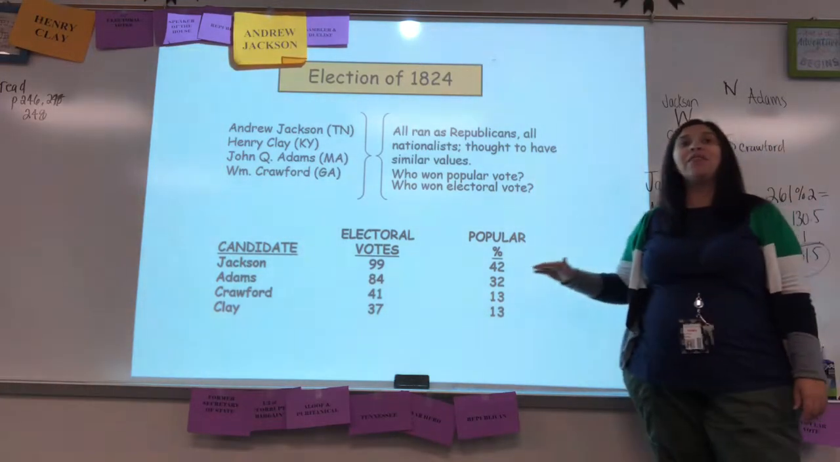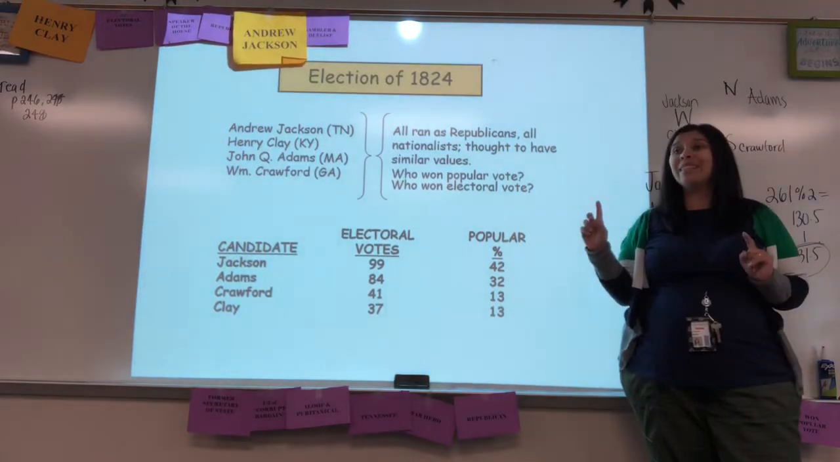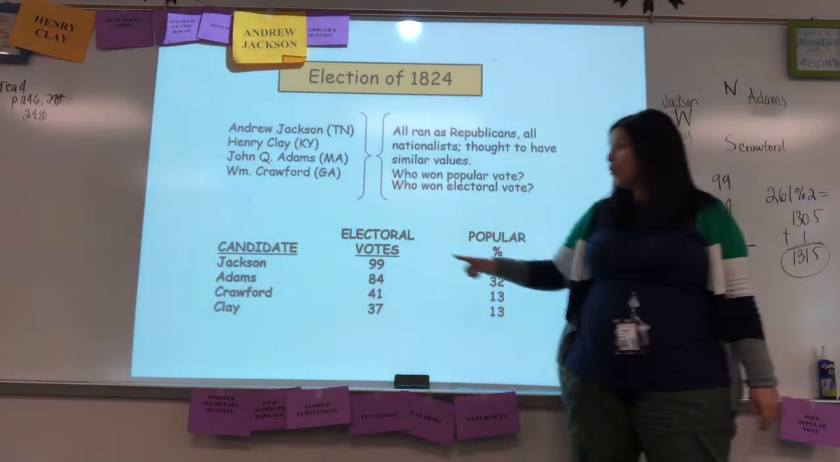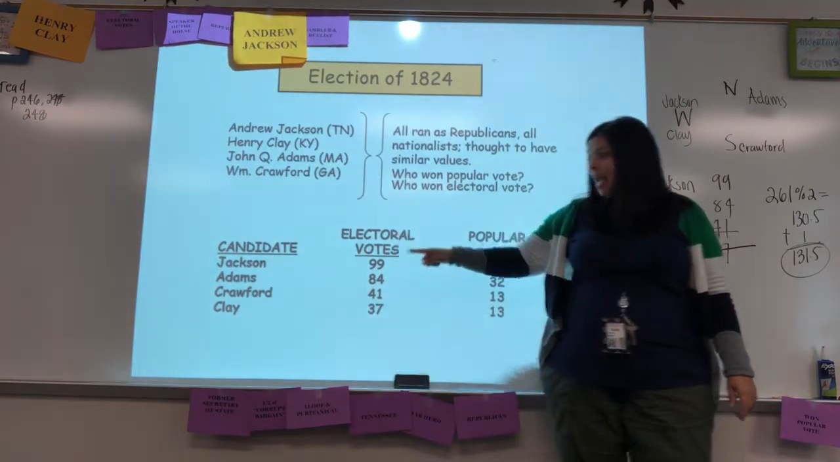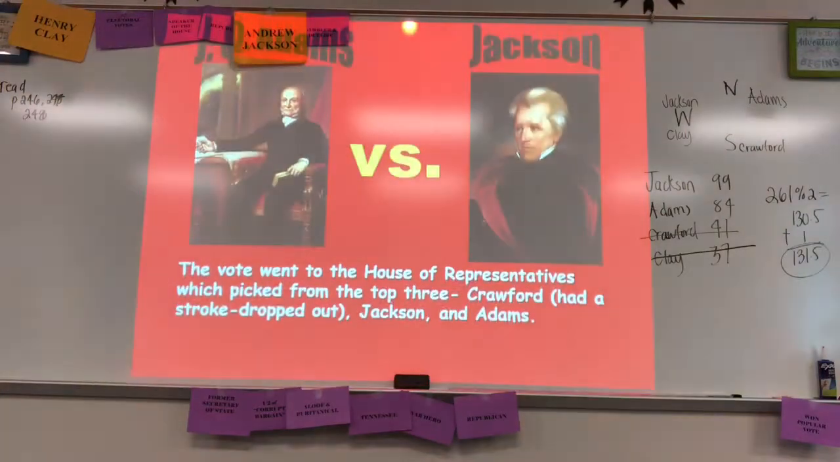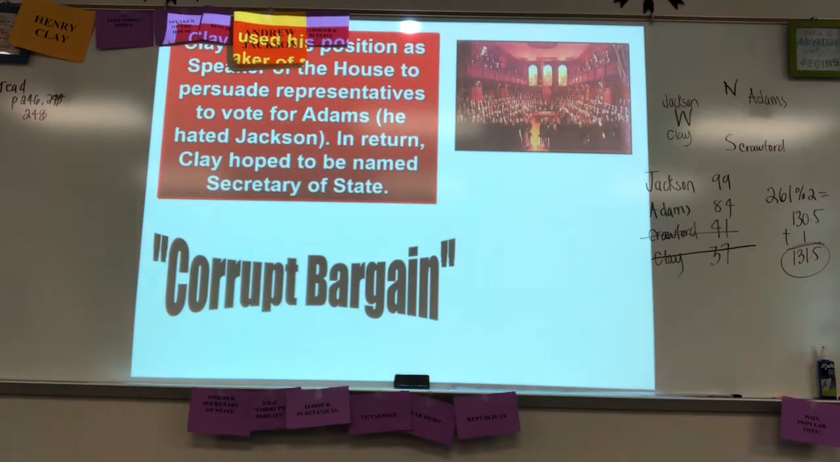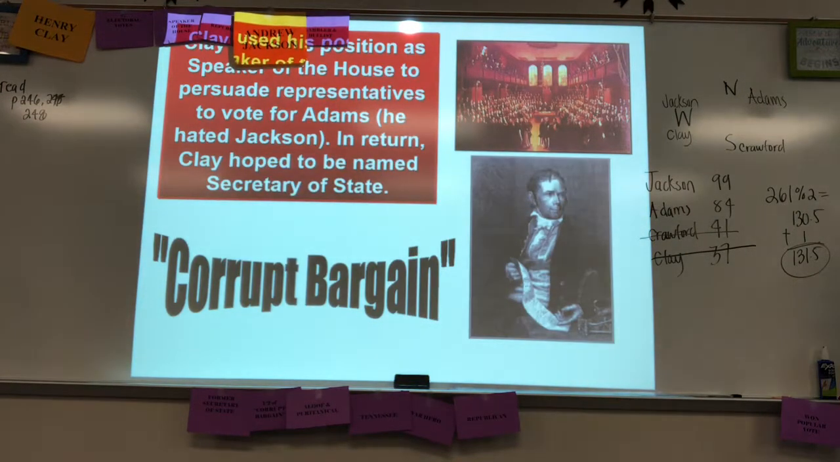What is inconvenient for Crawford? He doesn't die. He has a what? Stroke. So the election is between what 2 people? Adams, but who gets to control it? Clay, because he's the Speaker of the House. So we know this election is between these 2 guys because Crawford had an inopportune stroke. And so this corrupt bargain goes that the Speaker of the House, he gets to persuade the people.